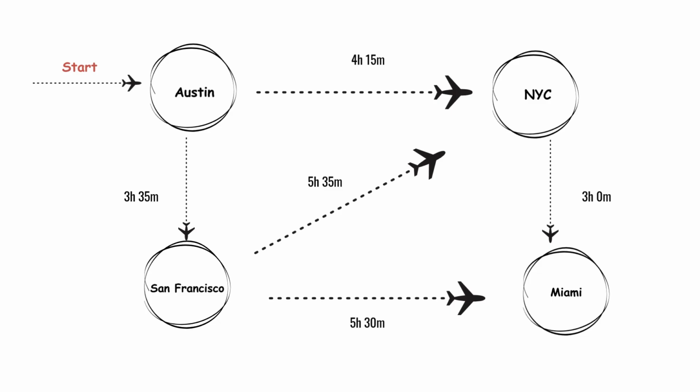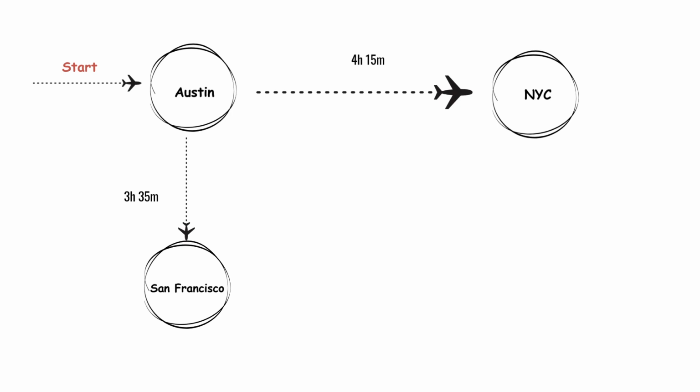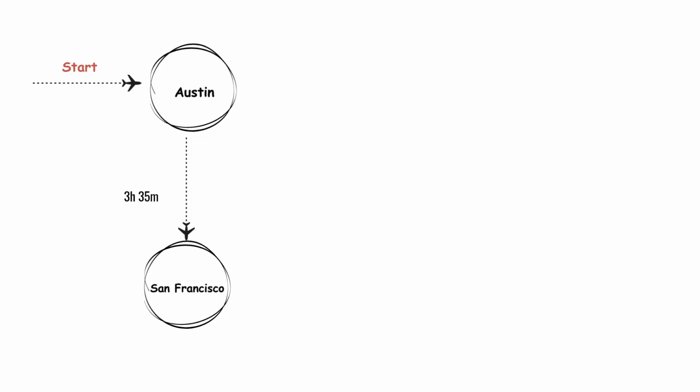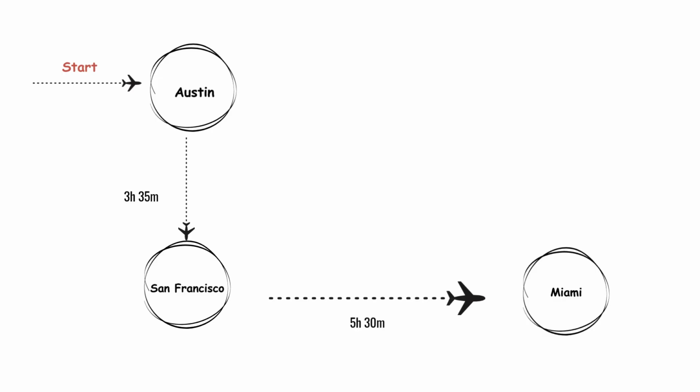We start our journey in Austin. Our goal is to find the shortest path to visit New York City, Miami, and San Francisco. From Austin, we have 2 options. Fly to New York City in 4 hours and 15 minutes, or fly to San Francisco in 3 hours and 35 minutes. We will first pick the next closest unvisited city from the starting point, which is San Francisco. Then from San Francisco, we choose the closest unvisited city as well, Miami. So far, we've traveled 9 hours and 5 minutes.